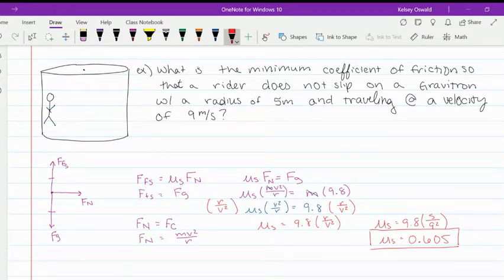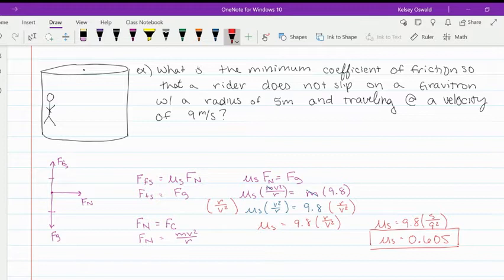Okay. What's important here is notice how our mass cancels. This is important when designing a carnival ride because you're going to have people of all different shapes and sizes riding that ride. So you want that mass to not affect how well they're able to stay pushed up against the wall. Okay, so here, riders of any size could ride this ride without falling.